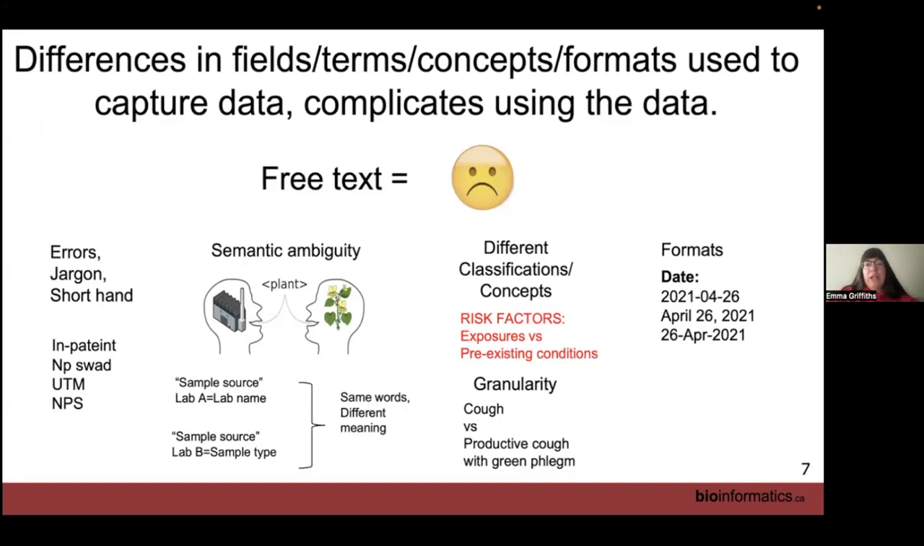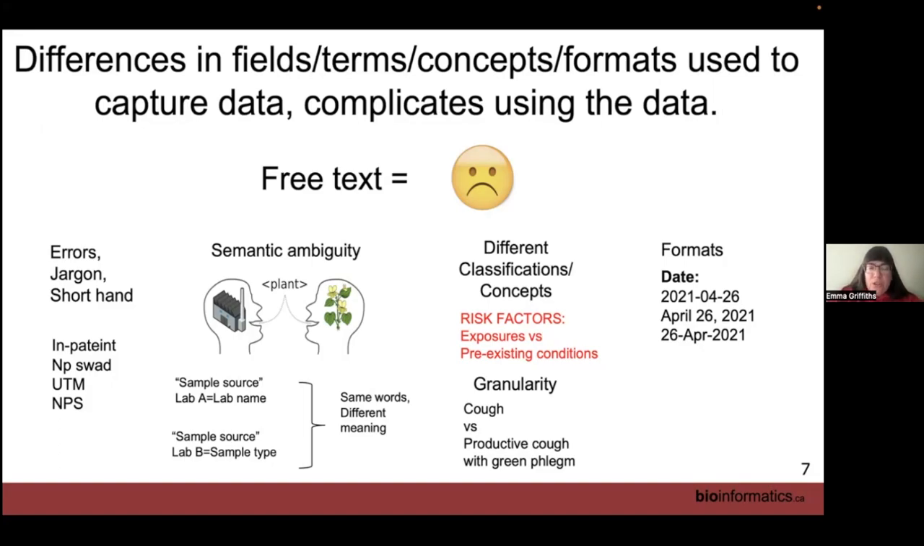And that really complicates using the data. Now, sometimes organizations can have their own data dictionaries, but a lot of the time, this kind of information is captured using free text. And when you use free text, that can be kind of problematic. Often it's very error prone. You get different kinds of spelling mistakes, other kinds of errors. People like to use jargon, depending on what field or discipline they're in. They also like to use shorthand. People are always trying to, you know, save time.